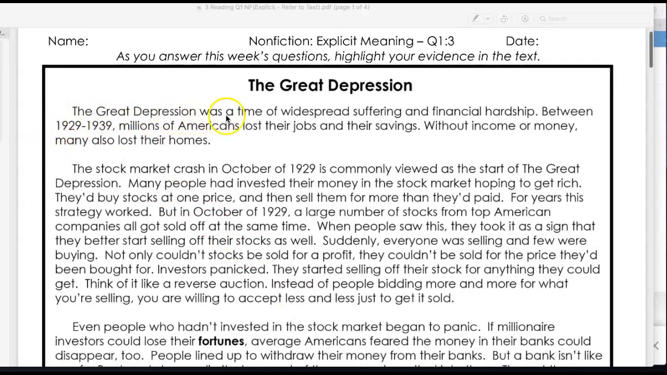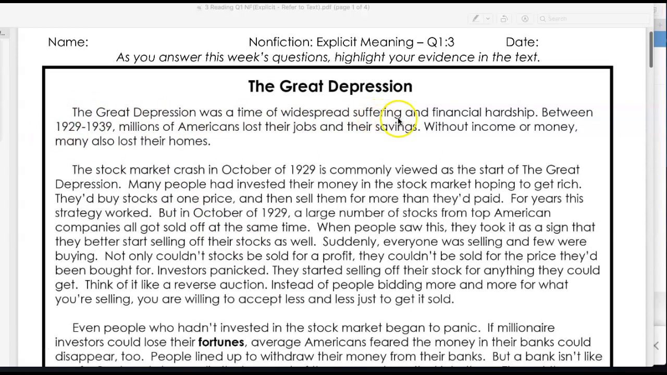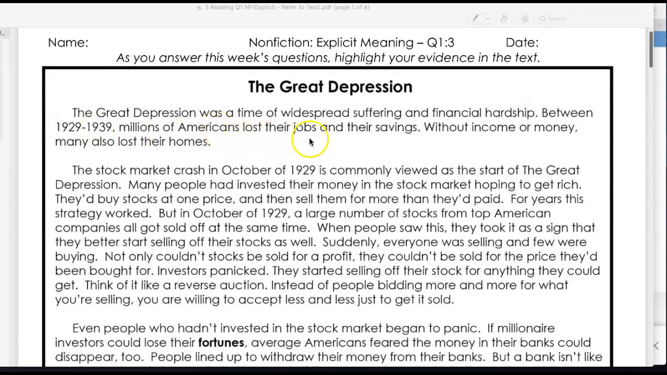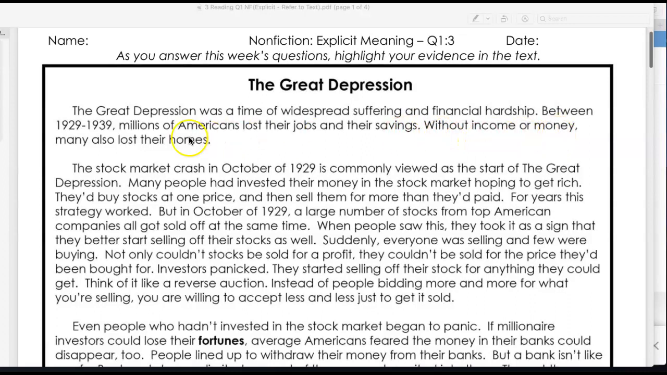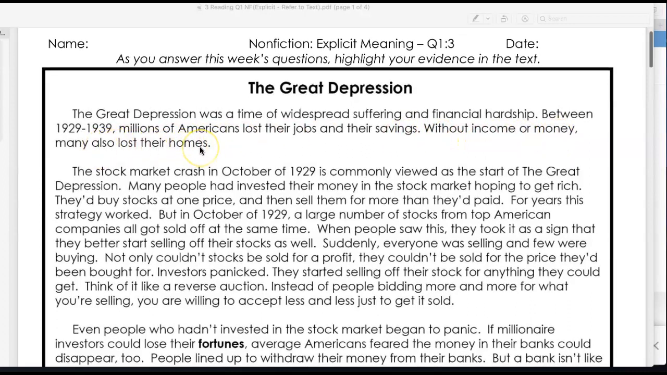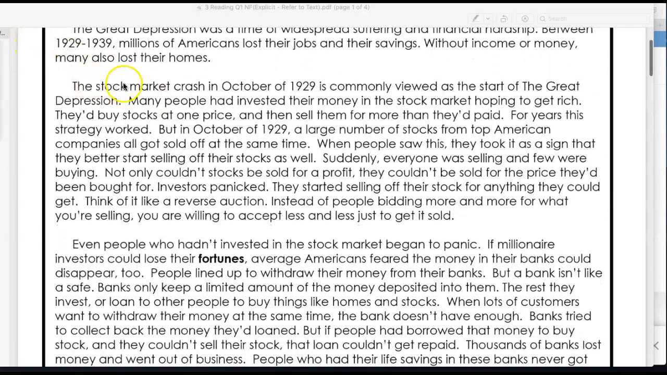The Great Depression was a time of widespread suffering and financial hardship. Between 1929 through 1939, millions of Americans lost their jobs and their savings. Without income or money, many also lost their homes. The stock market crash in October of 1929 is commonly viewed as the start of the Great Depression.